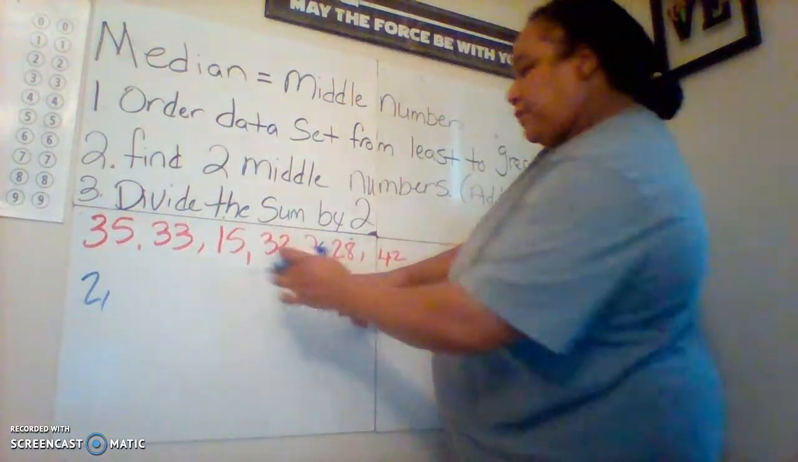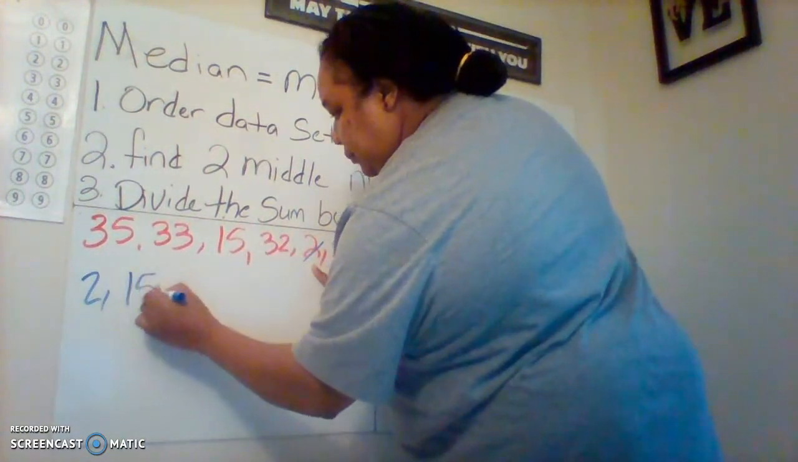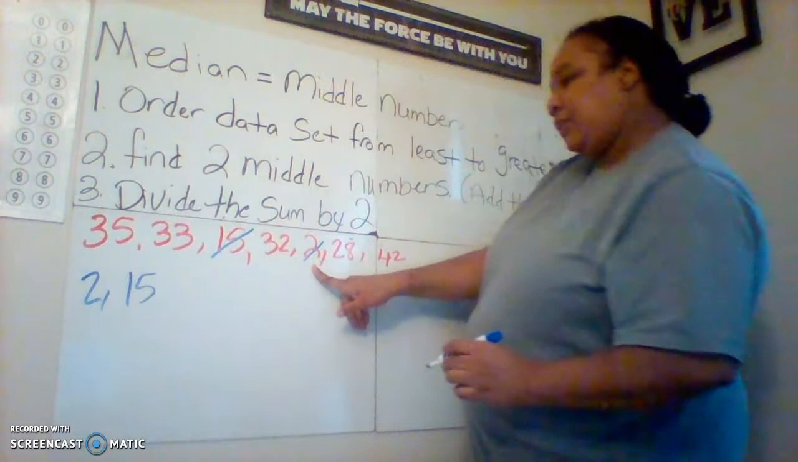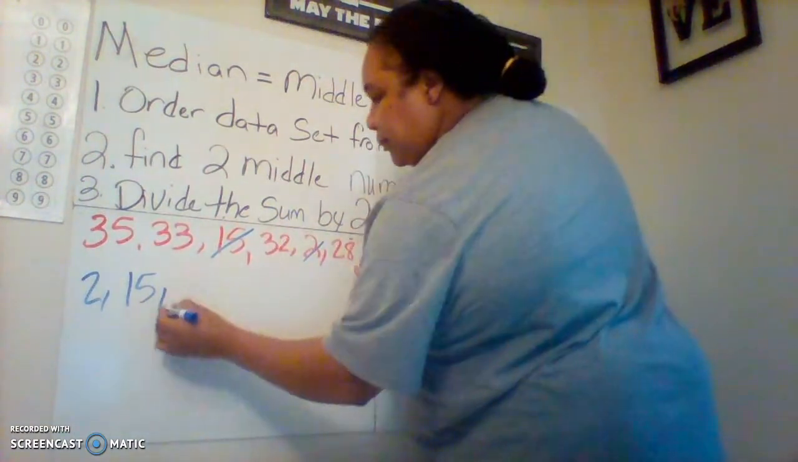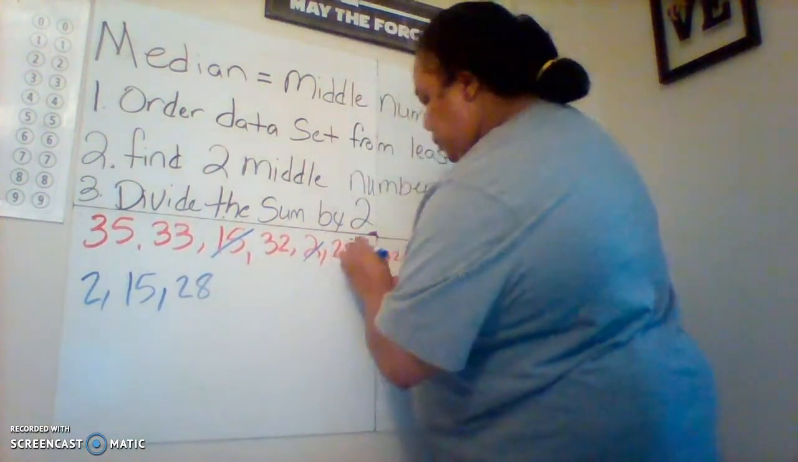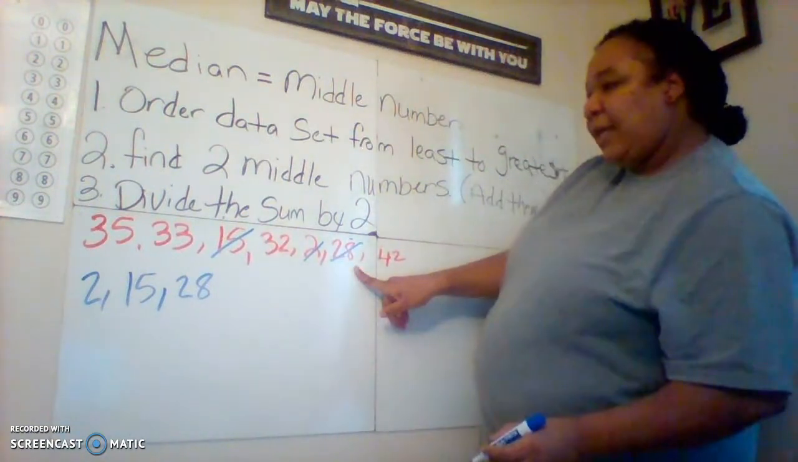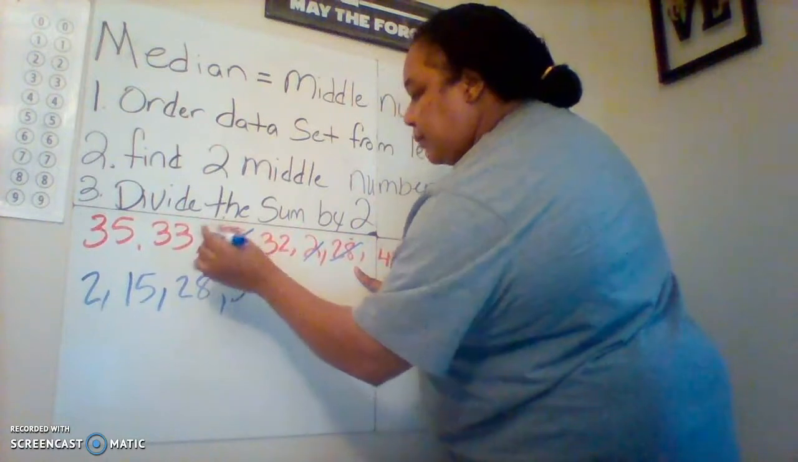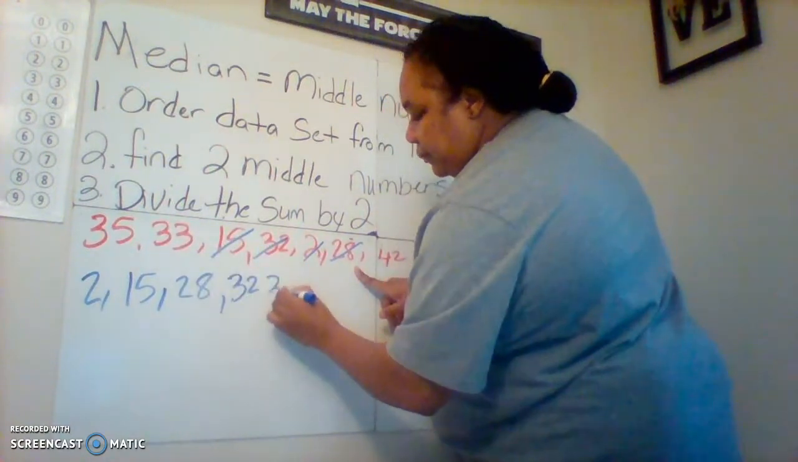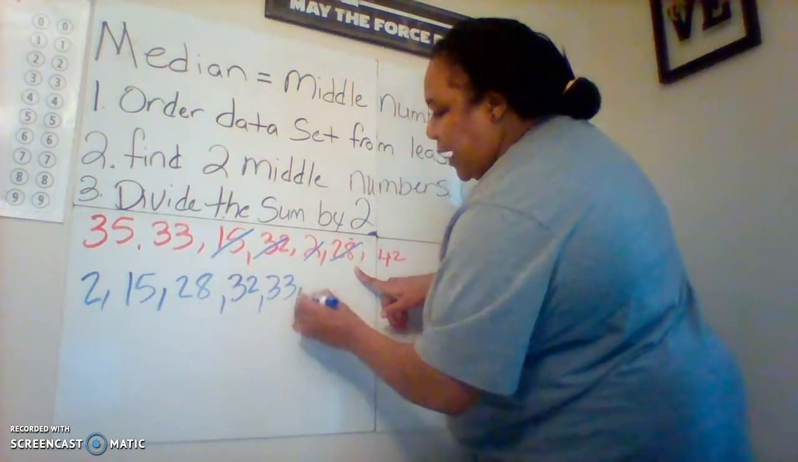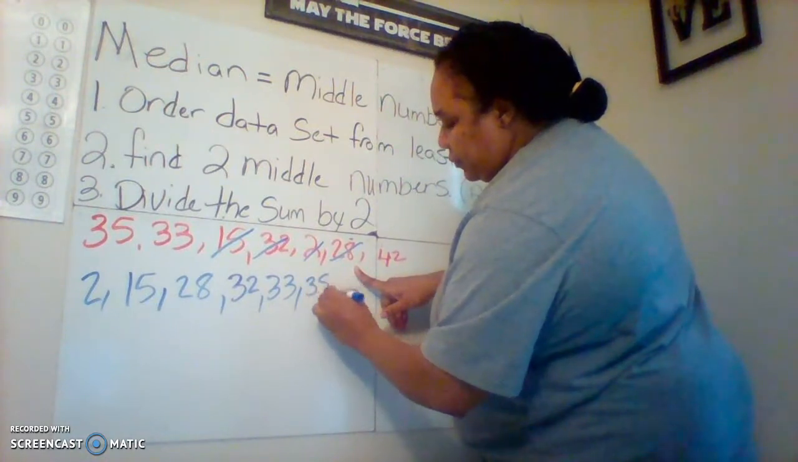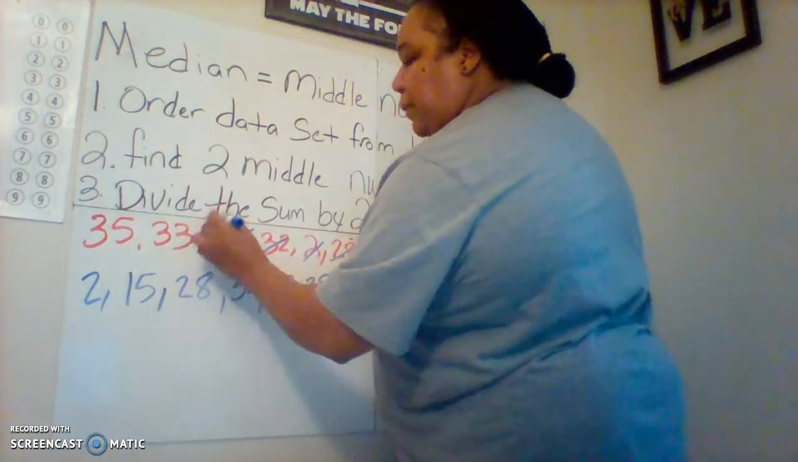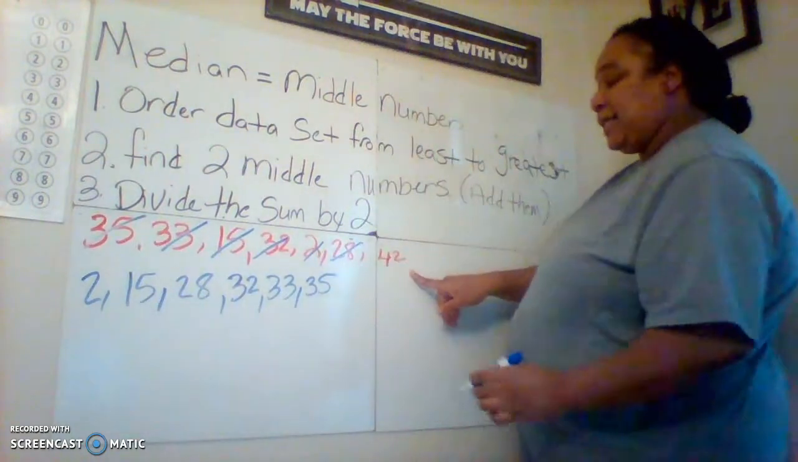What's after that? 15. What's next? 28. After that, I have 32, 33, 35. So I have my 32 marked out, my 33 and my 35 marked out, and my last number is 42.